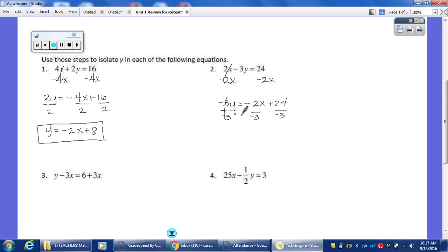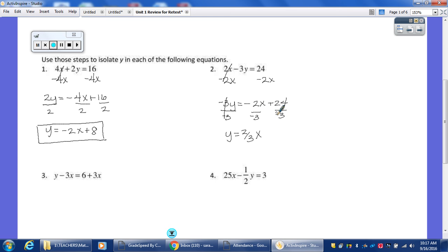These negative 3's cancel out, and I get y equals, I've got a negative 2 and a positive 3. That means whatever is here is going to be positive because the signs are the same. If the signs are the same, it's positive. If the signs are different, it's negative. 2 does not divide nicely by 3, so we just leave it as 2/3, 2 over 3, x. And again, it's positive because those were both negative numbers.